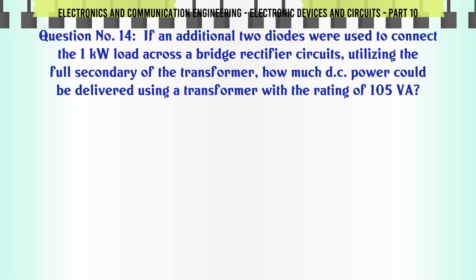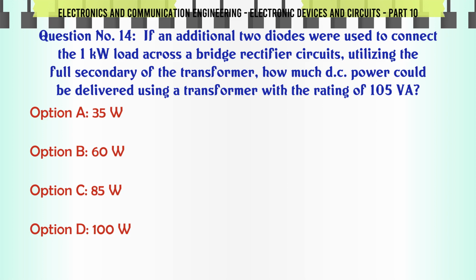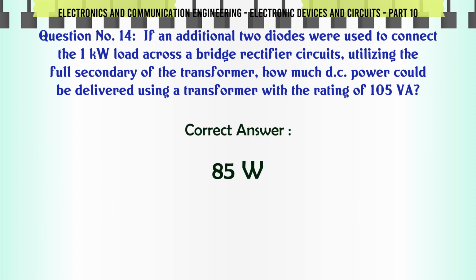If an additional 2 diodes were used to connect the 1 kW load across a bridge rectifier circuit utilizing the full secondary of the transformer, how much DC power could be delivered using a transformer with the rating of 105 W? A. 35 watts, B. 60 watts, C. 85 watts, D. 100 watts. The correct answer is 85 watts.